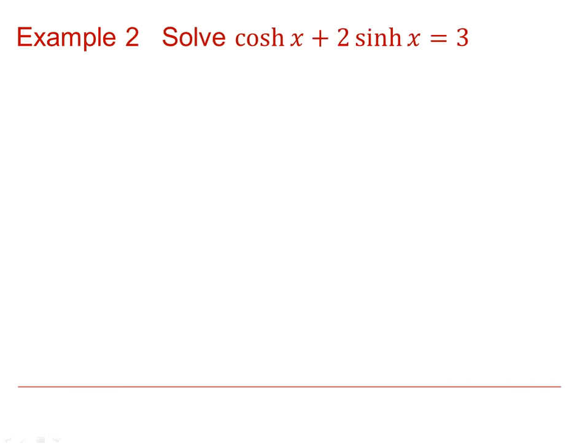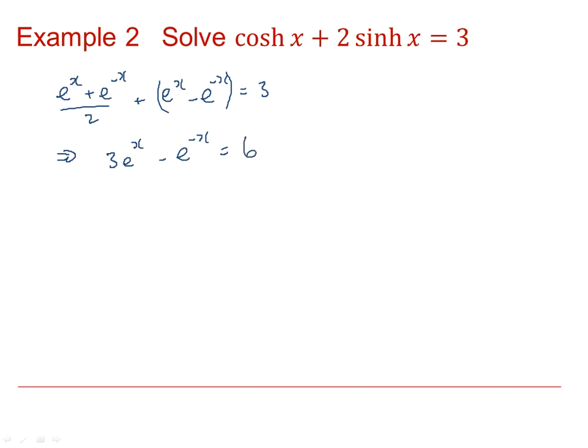In the second example, we're solving cosh x plus 2 sinh x is equal to 3. So cosh x is equal to e to the x plus e to the minus x over 2, and 2 sinh x is e to the x minus e to the minus x, and that must be equal to 3. Multiplying through by 2 and then gathering together the e to the x's gives us 3e to the x minus e to the minus x is equal to 6.